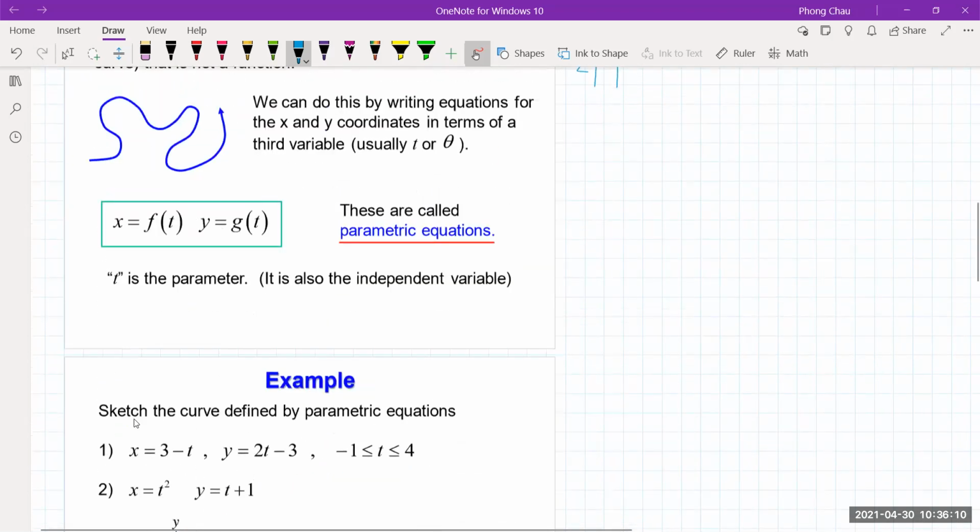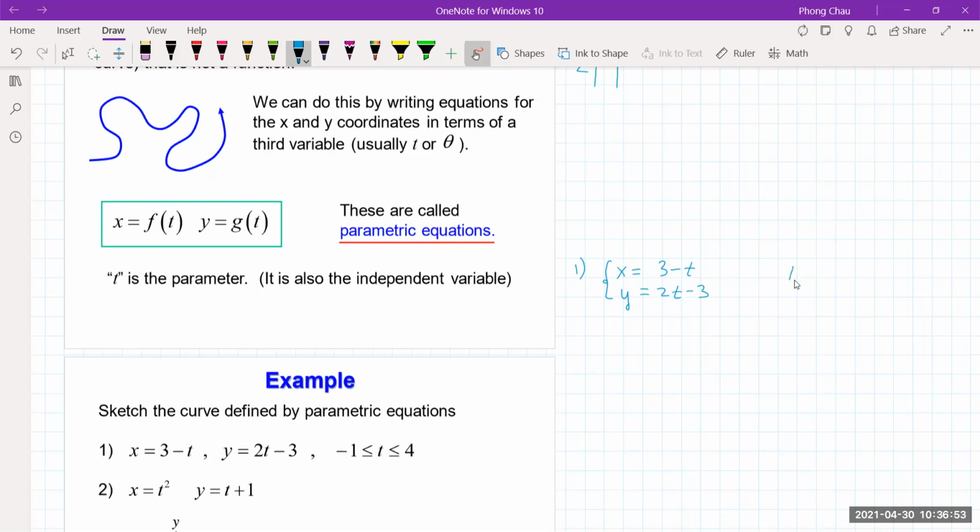Number one here, sketch the curve defined by the parametric equations. All right, so number one, we have x equal 3 minus t and y equal 2t minus 3. So I'm doing example one. Sometimes I write it in line to save space. But otherwise, you're going to see people put the parametric equation as a set of two equations. X is 3 minus t, and y is 2t minus 3, like that.